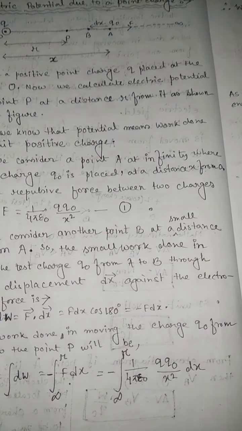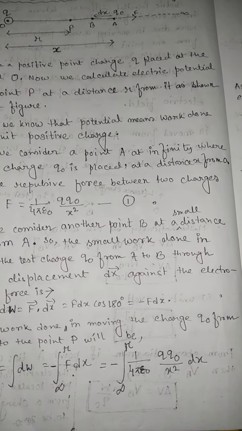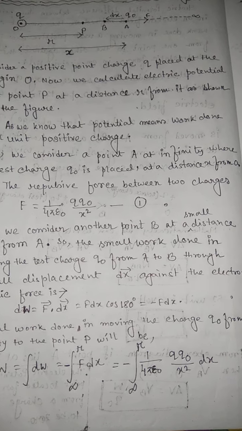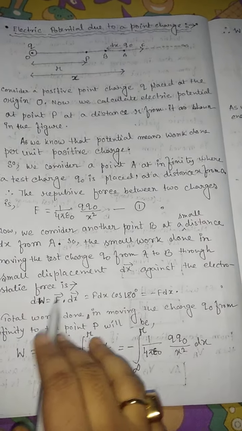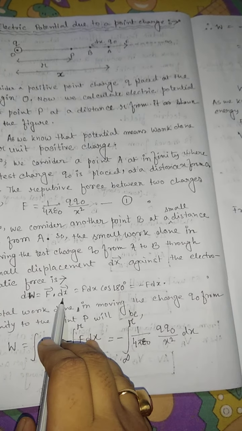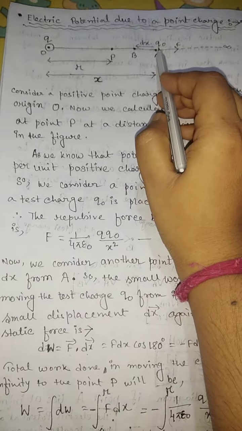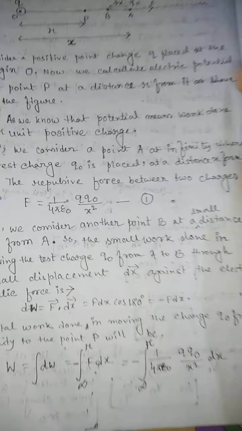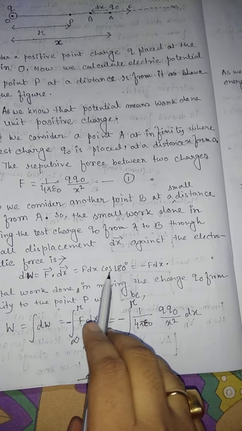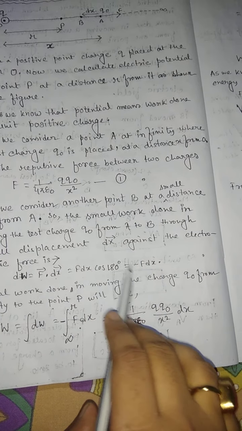So the small work done in moving a test charge Q0 from A to B through a small displacement dx against the electrostatic force is dW equals F dot dx. Because this direction is the force and this direction is the displacement, the angle is 180 degrees. So F dx cos 180 degrees, and the value of cos 180 is minus 1. That's why we get minus F dx.